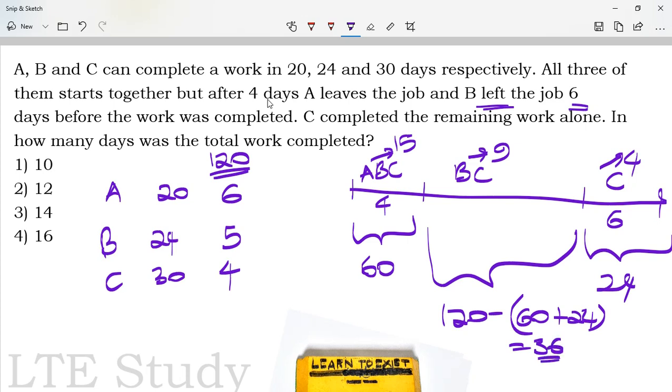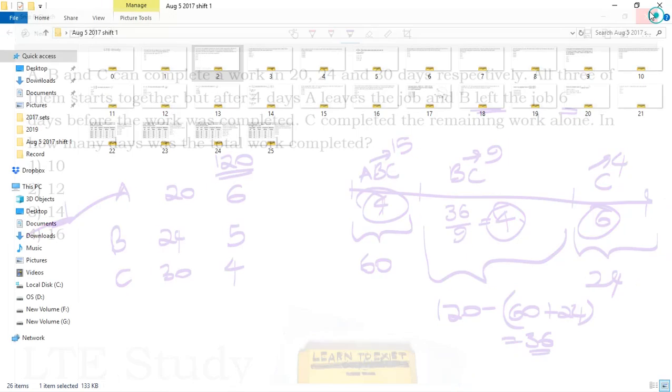36 work is completed by B and C, whose working capacity is 9 per day. So the number of days taken by B and C will be 36 divided by 9, which is 4. The question is how many days it took to complete the total work. So 4 days here, 4 days here, and 6 days here: 4 plus 4 plus 6, the answer will be 14. Option 3 will be the answer. We'll move on to the next question.